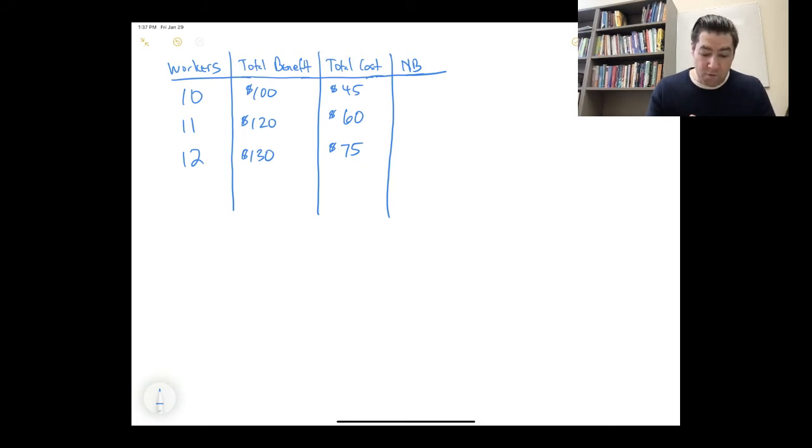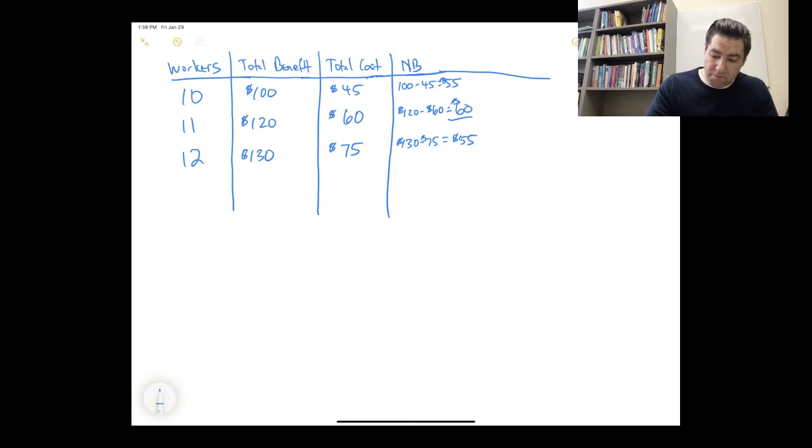So the net benefit, total benefit minus total cost, 100 minus 45 is $55. 120 minus 60, $60. 130 minus 75 is back to 55. So if I did it this way, with net benefit, I would say we should hire 11 workers. That gives us the highest profit or net benefit.